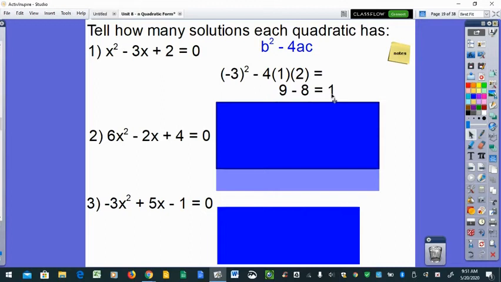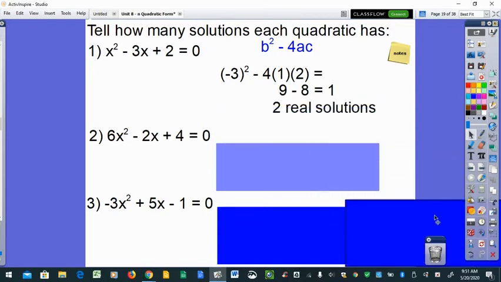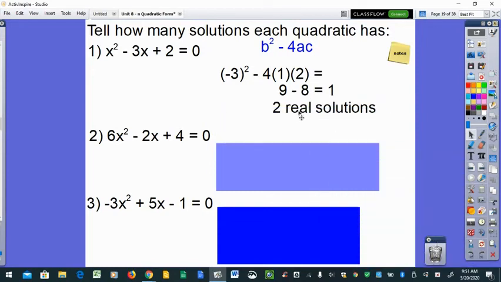See that positive 1? That tells you, since it's a positive number, this parabola is going to hit the x-axis and have 2 solutions, 2 real solutions. And it's going to be opening up because of the invisible positive 1. So it's a parabola opening up, hitting the x-axis in 2 spots.